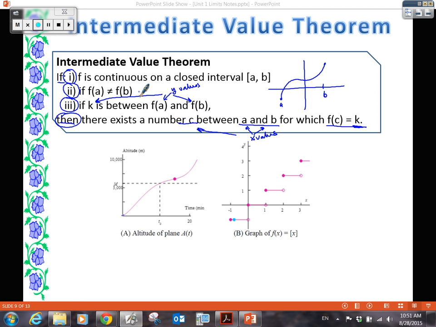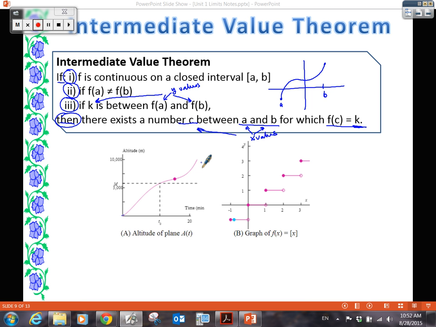The third thing, let's say we want to prove that the plane was at 5,000 meters sometime between 0 and 20 minutes. Let's say our k value is 5,000 meters. So is 5,000 between 0 and 10,000? Yes, so I've met all three criteria.